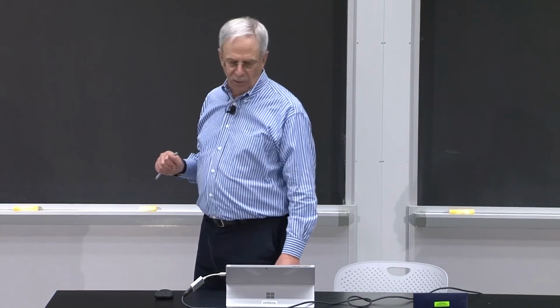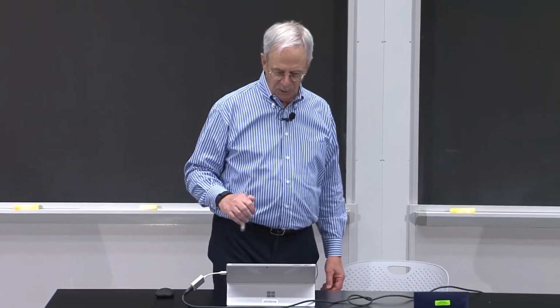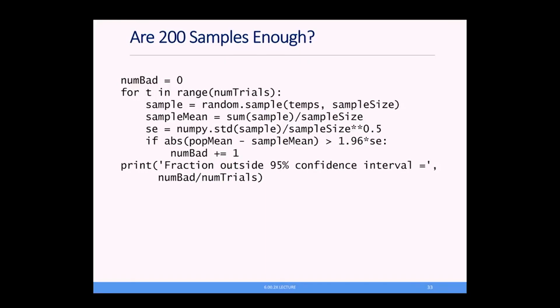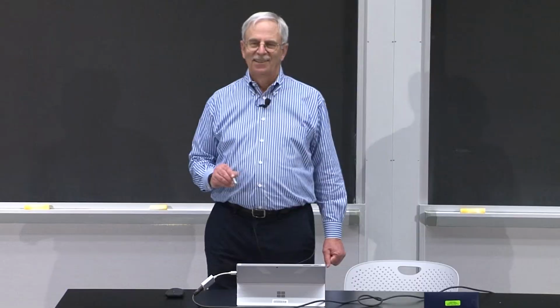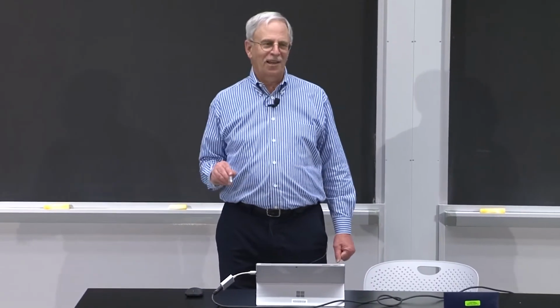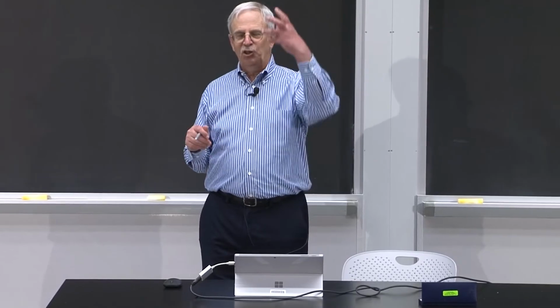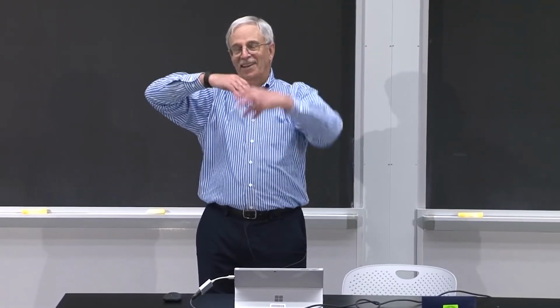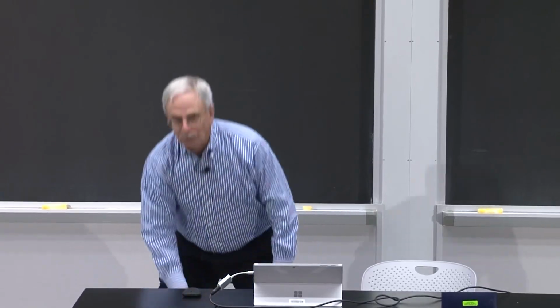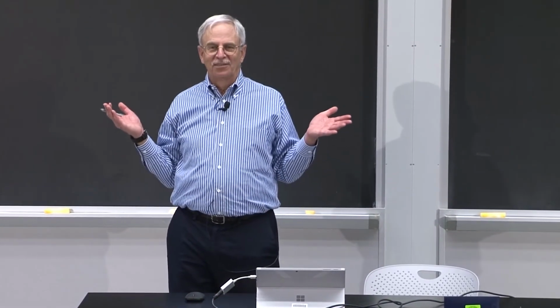So we'll do an experiment here. This is similar to an experiment we saw on Monday. So I'm starting with the number of mistakes I make. For t in range number of trials, sample will be random.sample of the temperatures in the sample size. This is a key step. The first time I did this, I messed it up. And instead of doing this very simple thing, I did a more complicated thing of just choosing some point in my list of temperatures and taking the next 200 temperatures. Why did that give me the wrong answer?